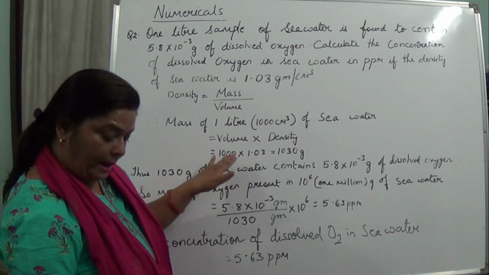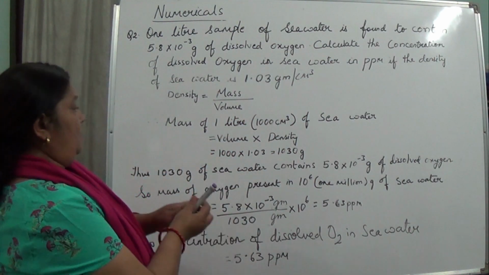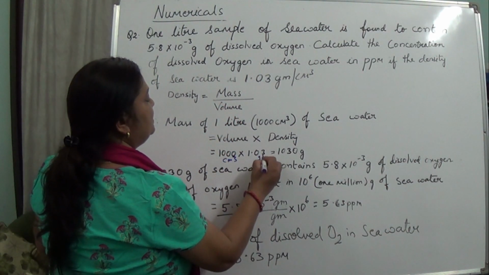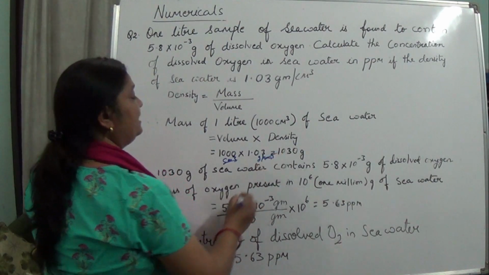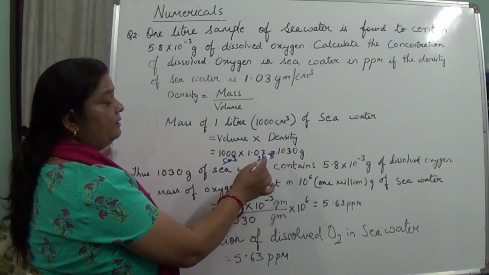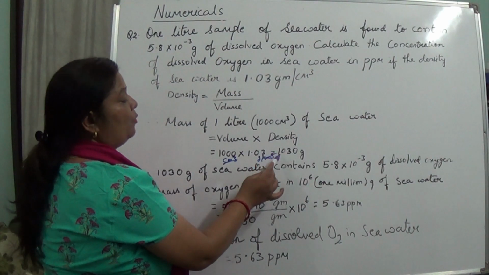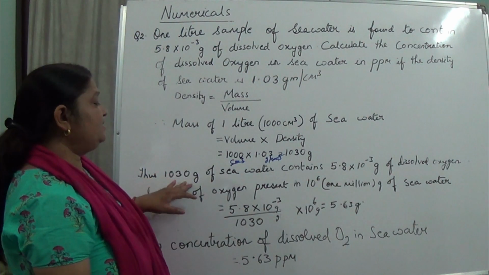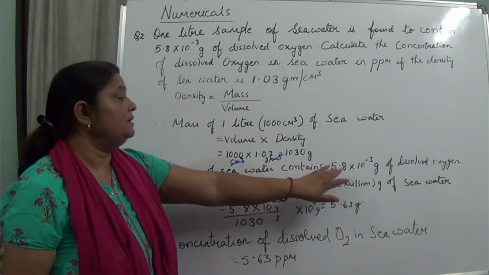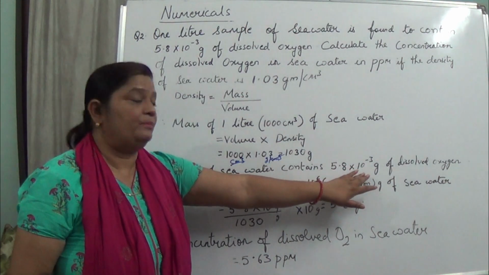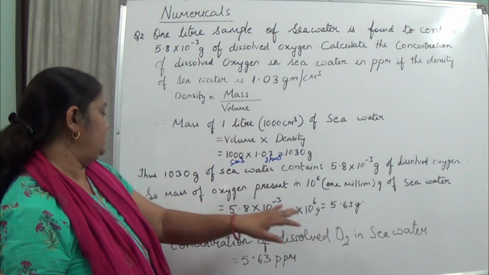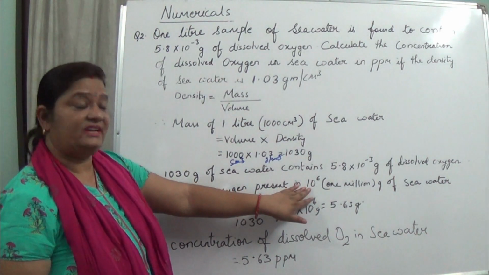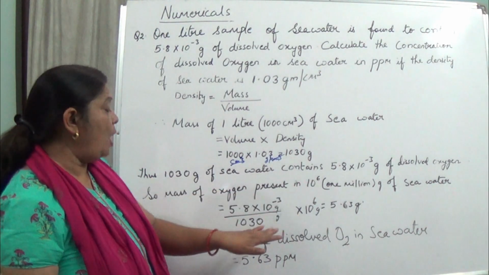Okay, so here what happens in this: here you can see it is centimeter cube, here it is gram per centimeter cube. Centimeter cube cancels, and so what becomes the figure when we multiply it? It is 1030 grams. So thus, 1030 grams of seawater contains 5.8 into 10 to the power minus 3 grams of dissolved oxygen. So what is the mass of oxygen present in 1 million, that is 10 to the power 6 grams of seawater?